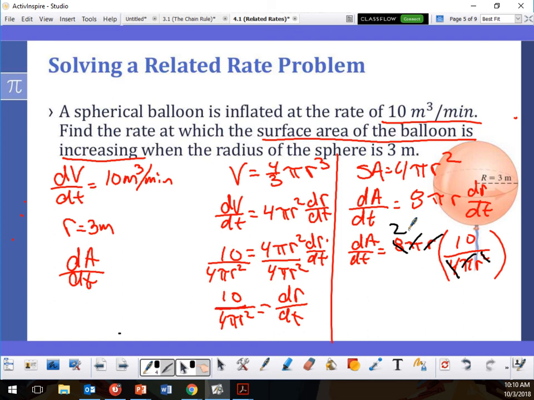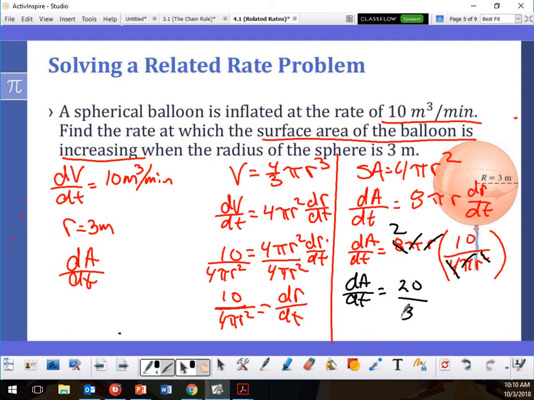So what am I going to be left with? 20 over 3? So it's going to be dA dt is equal to 20 over, and since my r value is still there, I can plug that in, so it's going to be 3, right? Yep. Now, what are my units here? Let's go back and talk about this. So 20 over 3 is my answer.